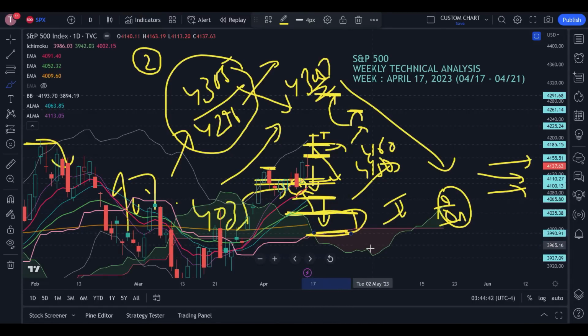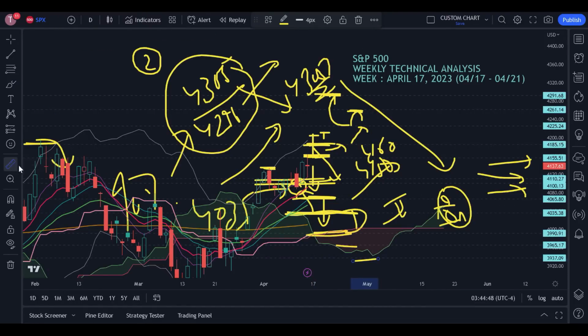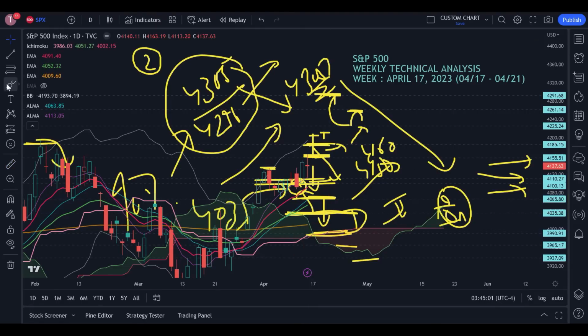Okay, then we have 3965 and 3937. However, in the next week there are no reasons for the entire US stock market to come down or to give this kind of heavy fall, like 3-4%. A little fall, 1%, 1.5%, 0.5%, that is acceptable, not a problem.